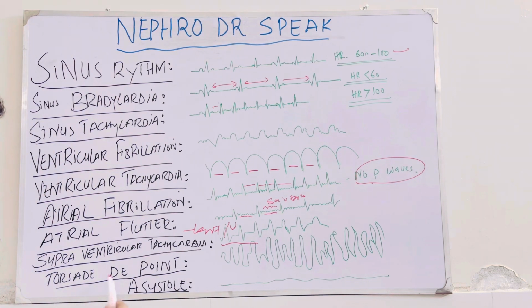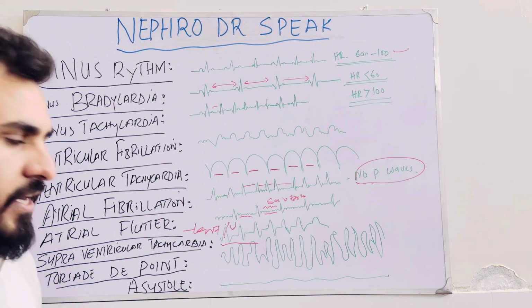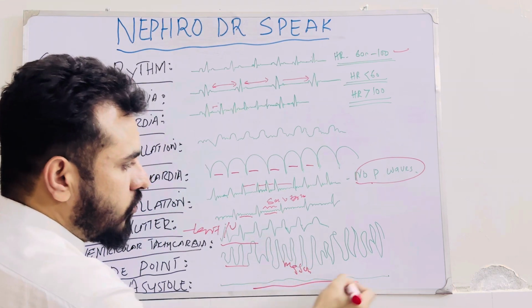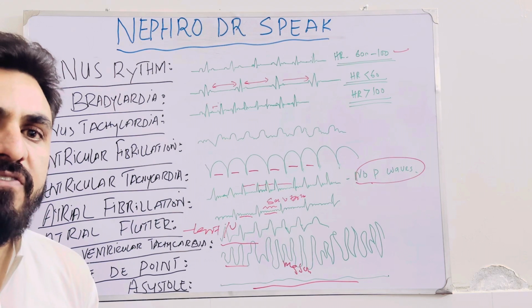The last ones are Torsades de Pointes and asystole. Torsades de Pointes can be monomorphic and polymorphic. The treatment for Torsades de Pointes is magnesium sulfate. And this is asystole. Asystole is a non-shockable rhythm, and we start with IV adrenaline.